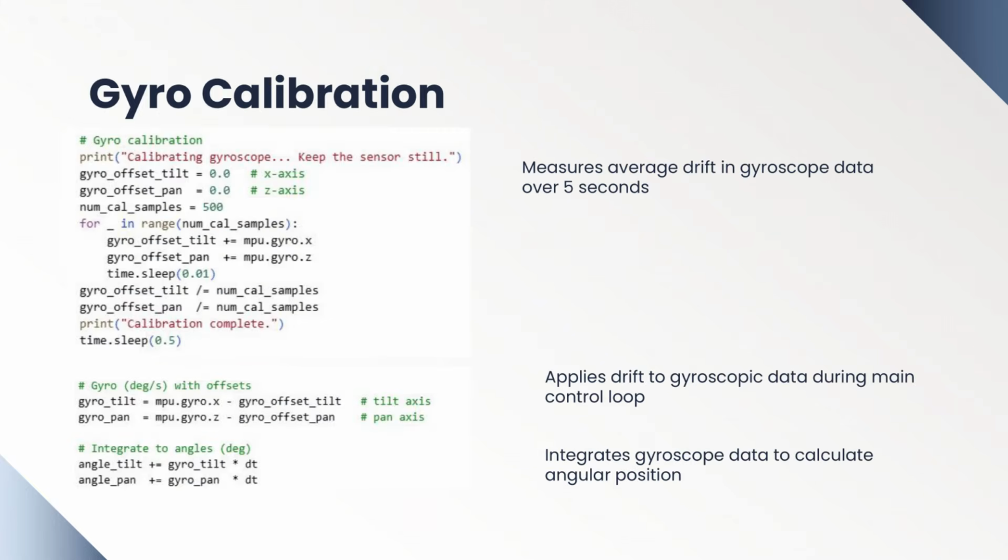For the gyro calibration, we measured the noise in the gyroscope and found the average over 5 seconds. This information gets applied to the gyroscope data during the main control loop to offset the noise. And then that final gyroscope data is integrated over time to calculate angular position.